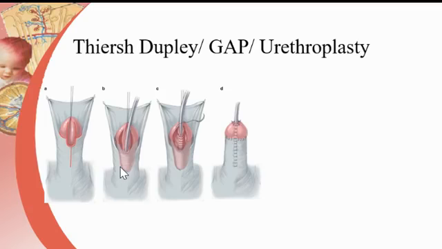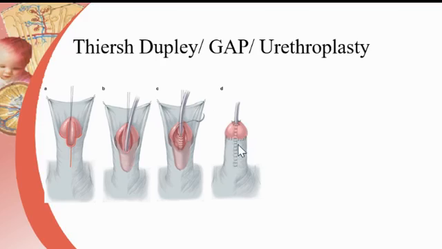Now, Thiersch-Duplay or a GAP repair, or you may even call it a simple urethroplasty, is nothing but when the urethral groove is very good. So here the urethral groove is good. So what you do is make a U-shaped incision and then just tubularize it over the feeding tube or Foley's catheter or whatever you have. So the original Thiersch-Duplay is a simple U-shaped incision and tubularization, which is very much possible in a case of a good urethral plate.